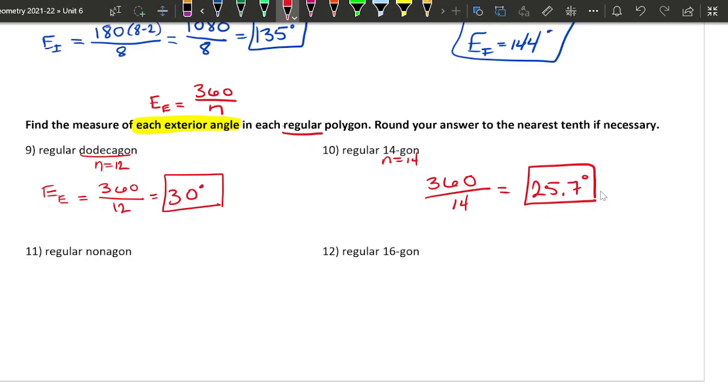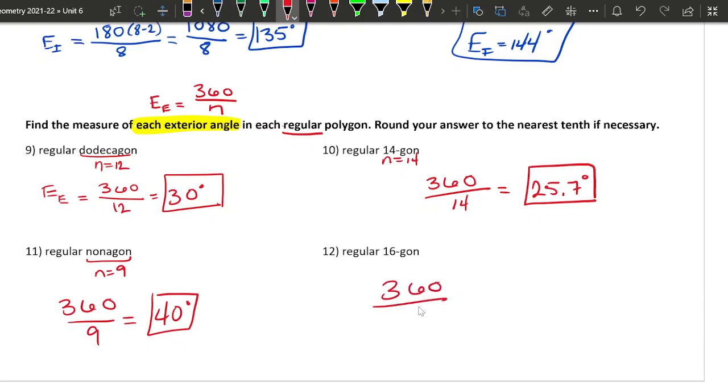A nonagon is 9. That's n equals 9. So this one is 360 divided by 9, and that gives you 40 degrees. And then a 16-gon, 360 divided by 16. So we know it's going to be smaller than the 14-gon. It's 22.5. All right, so that's using those formulas.